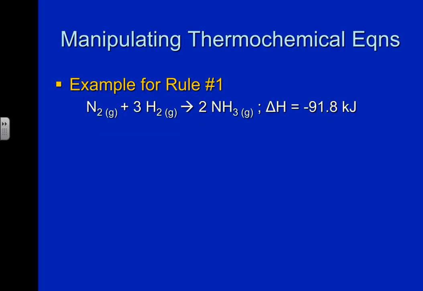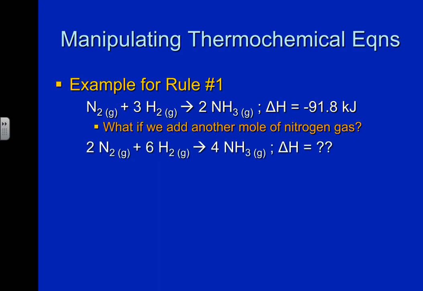Okay, example for rule 1. Here we are faced again with this equation for creation of ammonia. The enthalpy is a negative 91.8 kilojoules. That's an exothermic reaction. And let's just say we wanted to add another mole of nitrogen gas to the whole mixture. Well, if we add another mole, in order to write a proper thermochemical equation we would actually have to multiply everything by 2 because otherwise it won't be balanced.